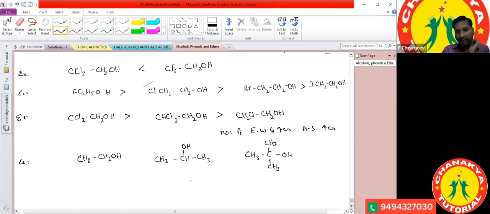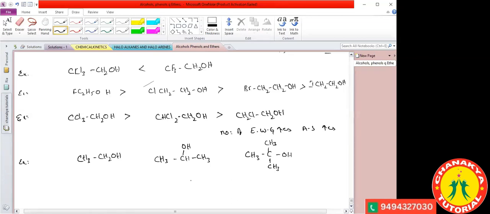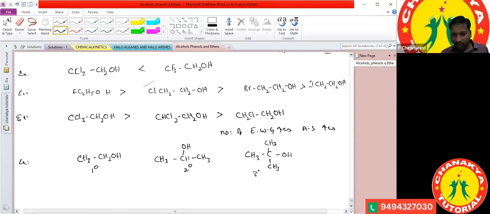Aditi, which one is primary, which one is secondary, which one is tertiary? So the first one is primary, the second one is secondary, and the third one is tertiary. Okay, primary, secondary, tertiary. In these three, which one is more acidic?